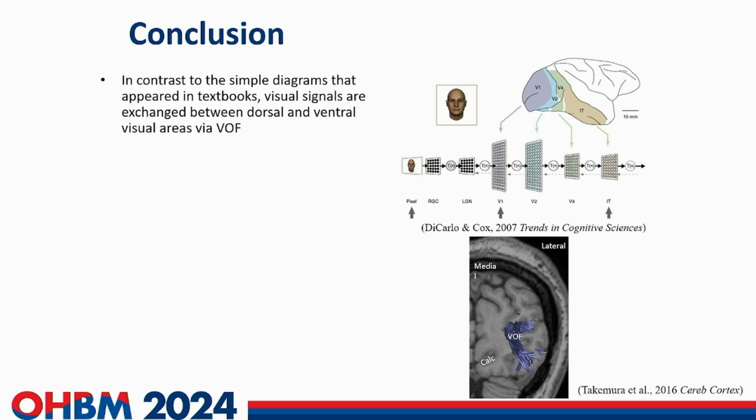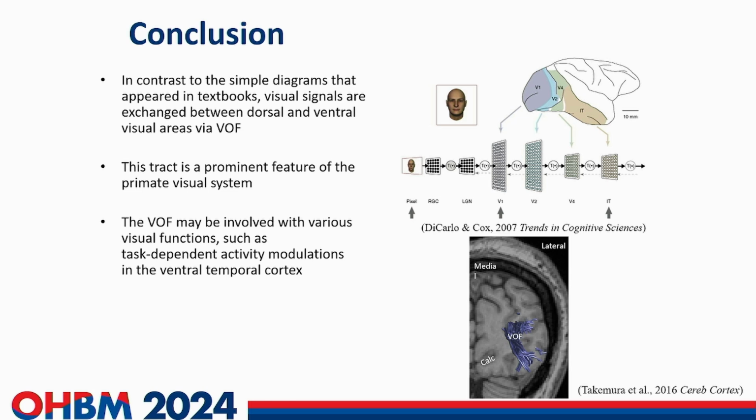So in contrast to simple diagrams that appear in the textbook, we nowadays discover that visual signals are exchanged between dorsal and ventral visual areas by the vertical occipital fasciculus. This is not just a neuroimaging-specific finding. It is actually a prominent feature commonly appearing across different primate visual systems. It's not simply a difference between human and macaque. The macaque visual system also has a prominent version of this pathway.